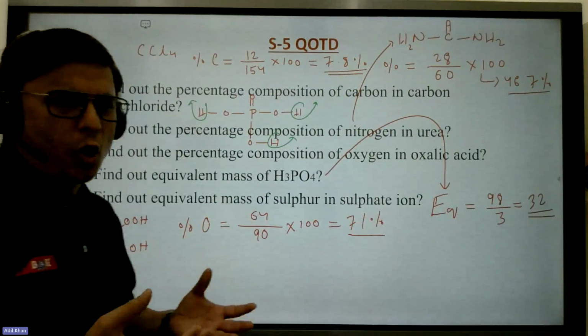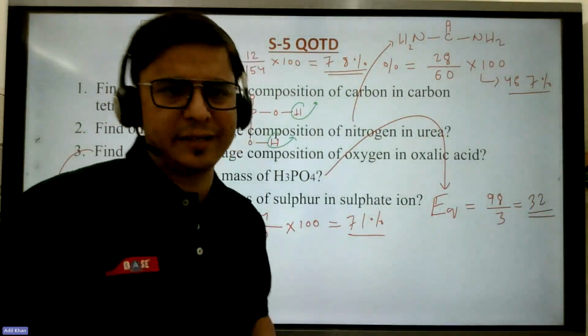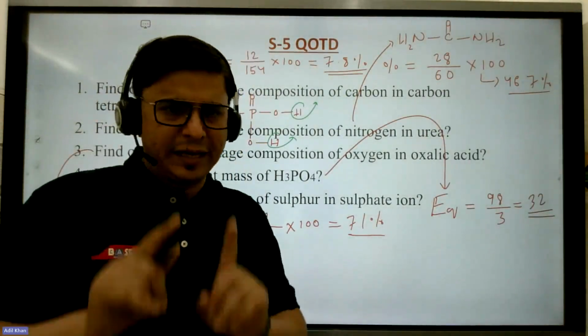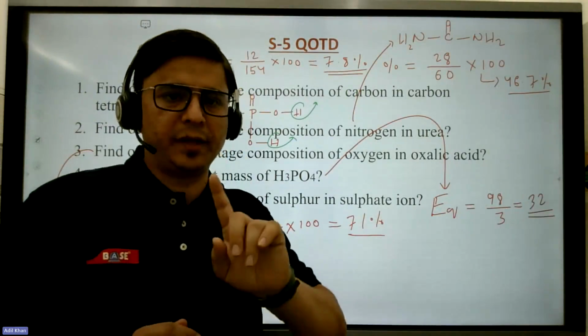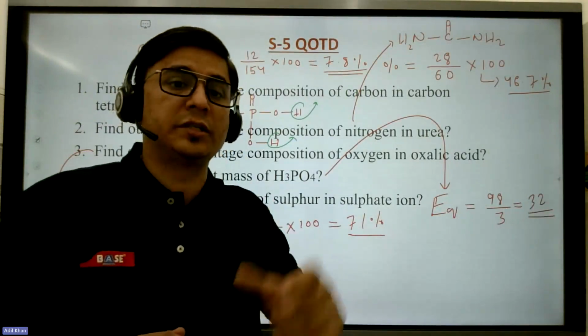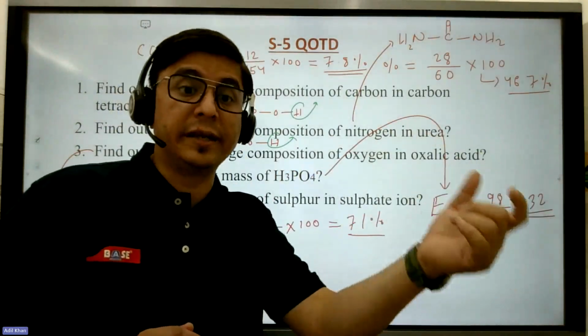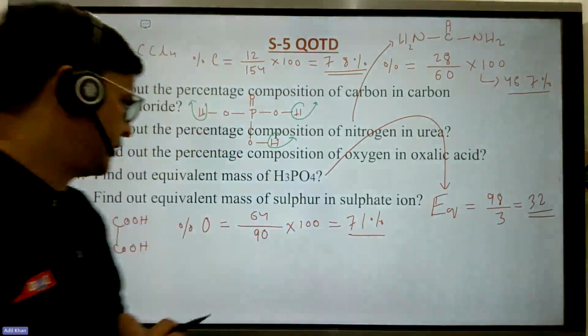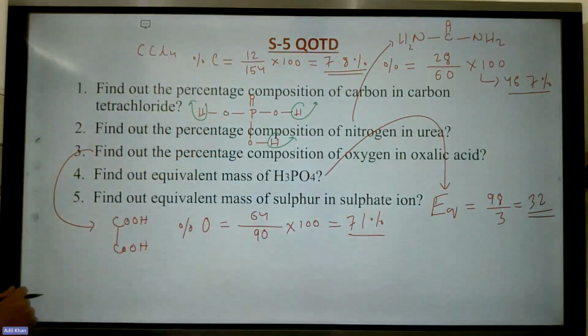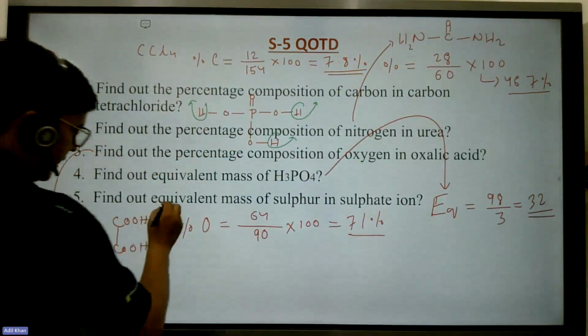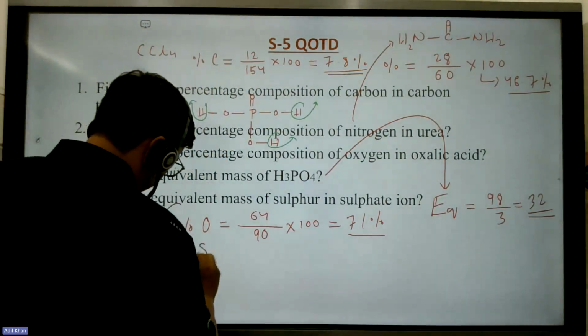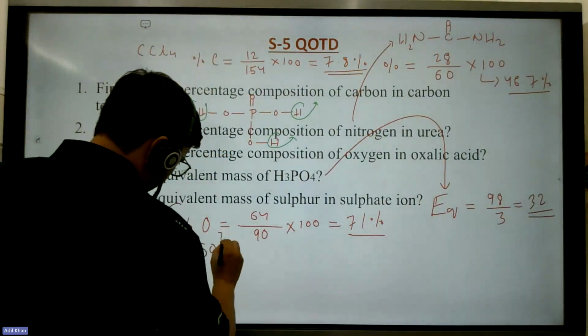It is an oxo acid of phosphorus. Oxo acid basically means when an element like phosphorus or sulfur contains oxygen and hydrogen, where hydrogen is linked to oxygen, that is known as oxo acid. And the last one is find out the equivalent mass of sulfur in sulfate ion. So sulfate ion, for your knowledge, is SO4 2 minus ion.